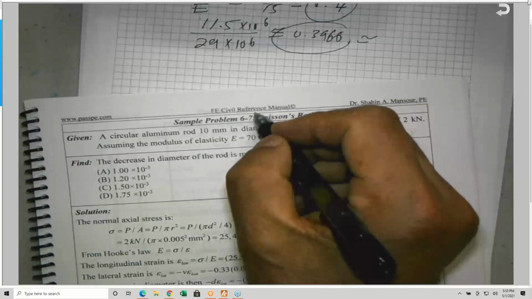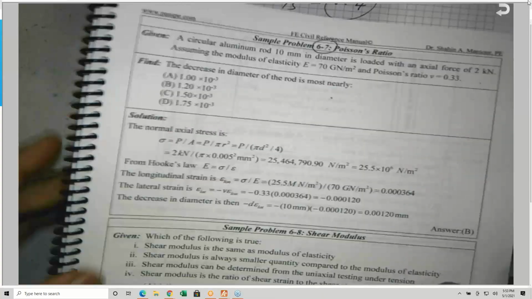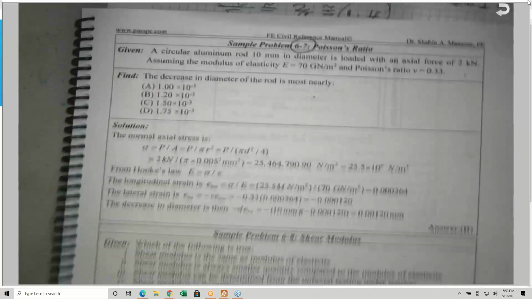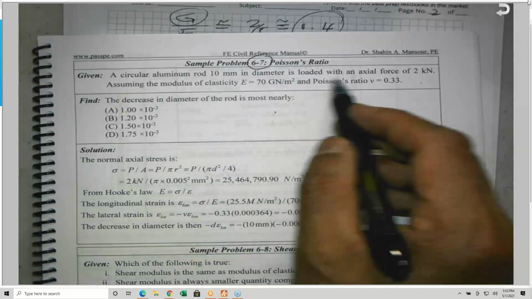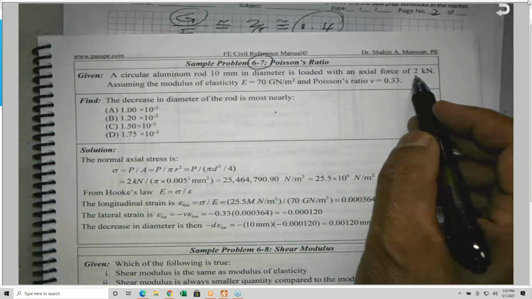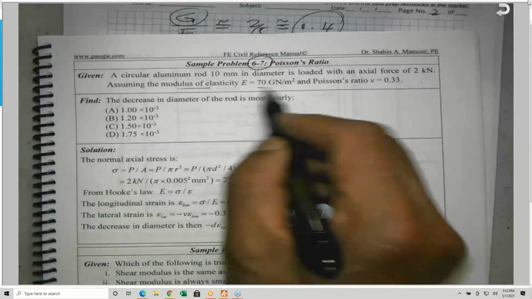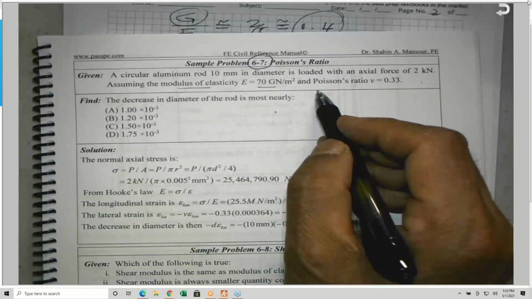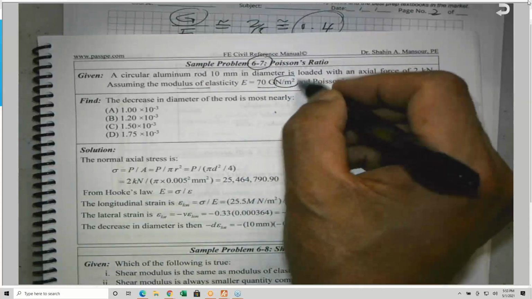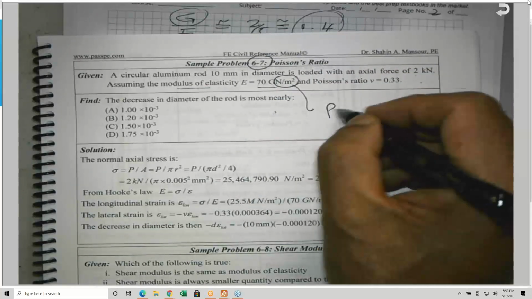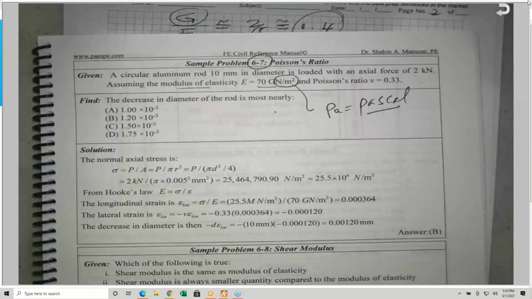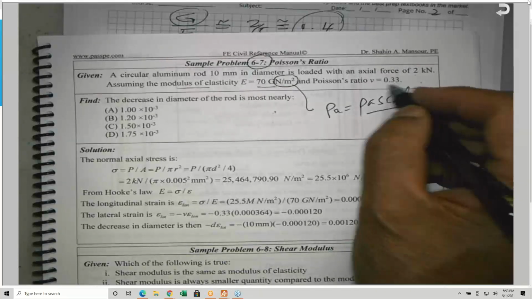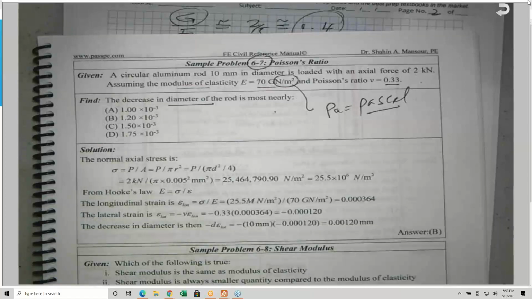If you look at problem 6-7, I have too many problems, by the way, so I'm not going to go over every one of these. A circular aluminum rod 10 millimeter in diameter is loaded with an axial force of 2 kilonewton. Assuming modulus of elasticity is given in giga Newton per meter square. What's Newton per meter square? It's Pascal. Pascal is Newton per meter square. Okay, I needed to know that. And Poisson's ratio is given. What is the decrease in the diameter?